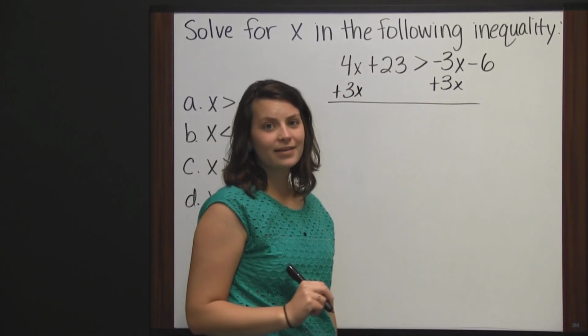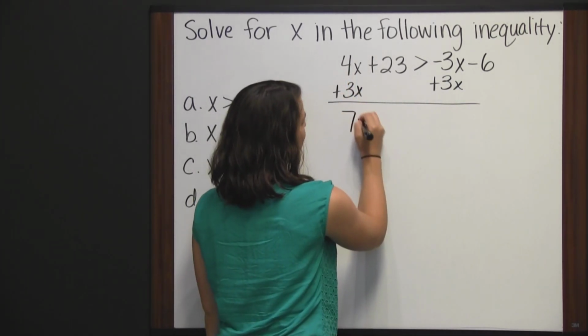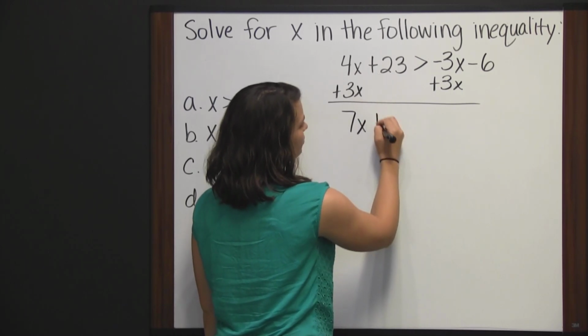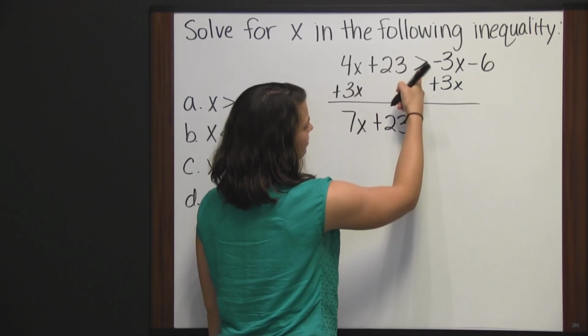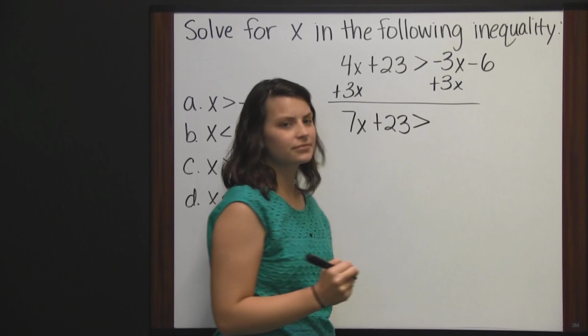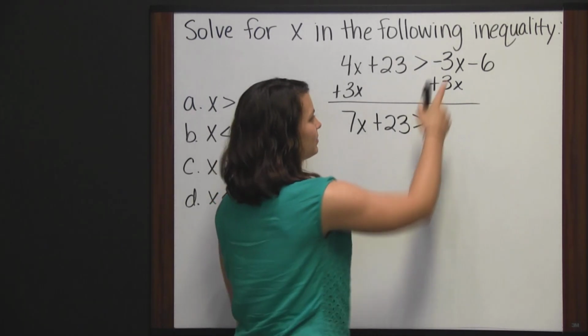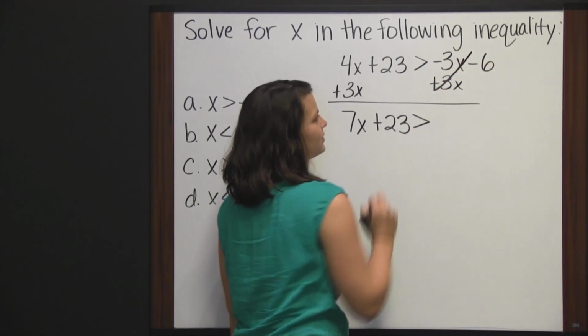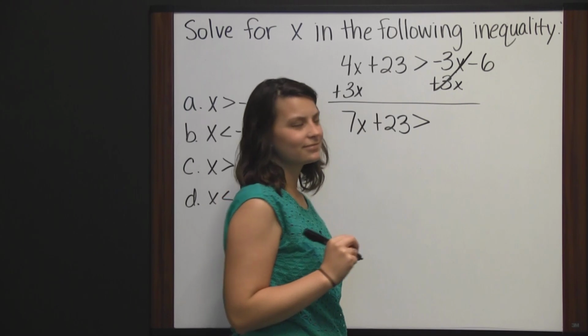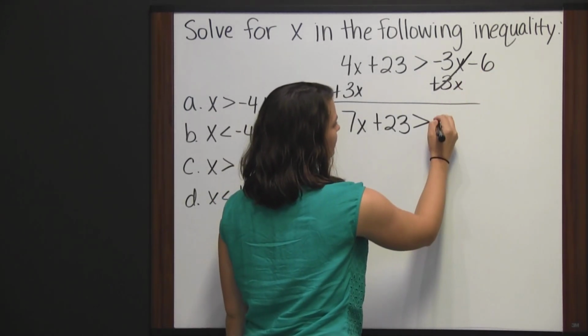4x plus 3x is 7x. Bring down the plus 23 and bring down the greater than sign. Negative 3x plus 3x, those are additive inverses, so they cancel. Bring down the negative 6.